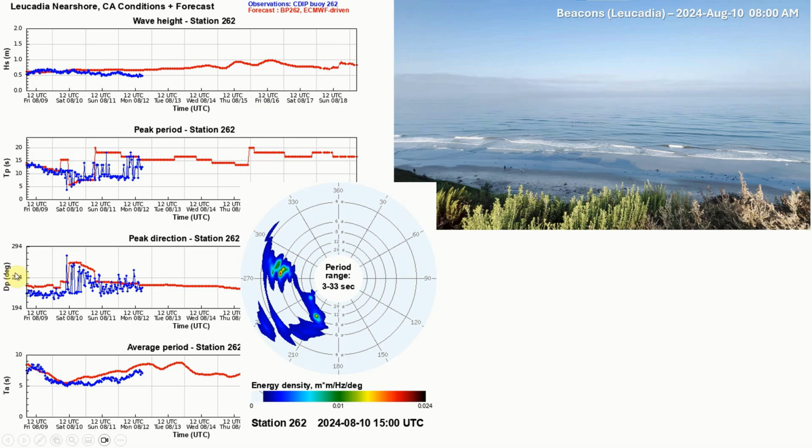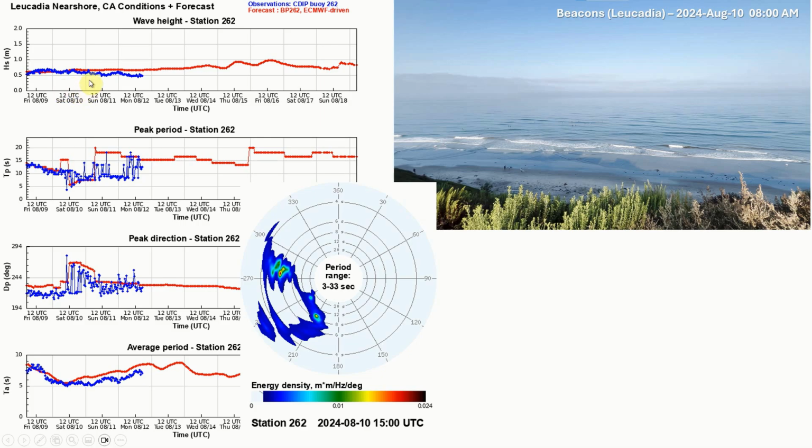The directions are in degrees based on this compass rose over here, and then the significant wave height I've had here in metric. Sorry for those who are familiar with English units, but here in meters. This data was collected on August 10th at 8 a.m. local time, which is 15 or 3 p.m. on UTC time, and that's what CDIP uses.